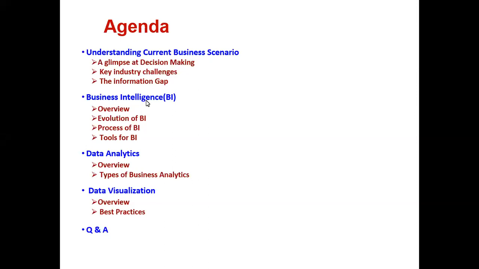And key industry challenges. That means, if you want to implement data analytics onto your data, what challenges are you facing? What requirements are you lacking? All those things will be understood. What is the information gap? You have the data, and if you want to extract insights and take decisions from the data, what is the gap? We'll understand that. After that, we'll go into business intelligence and an overview of BI tools. Then we'll move into data analytics and types of data analytics. After that, we'll work with data visualization and create some dashboards using IBM Cognos Analytics.